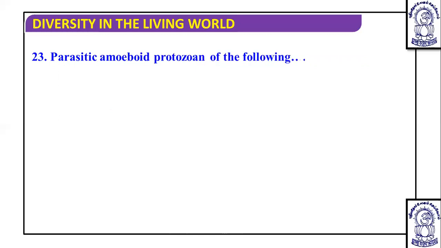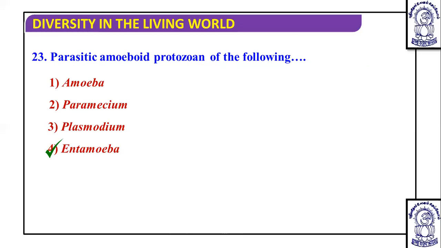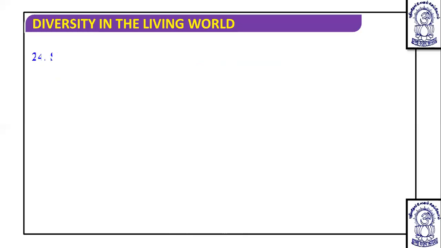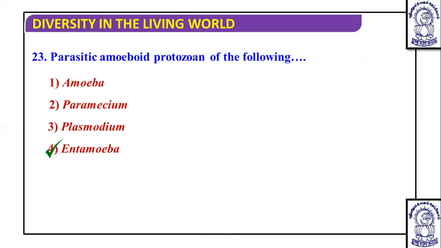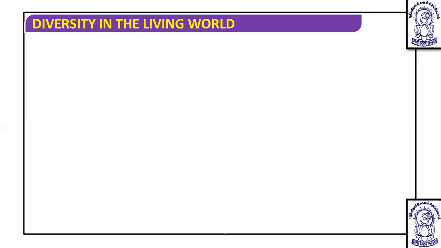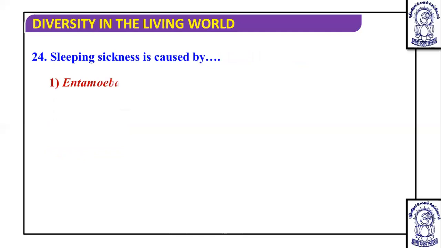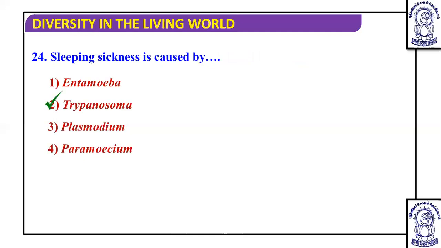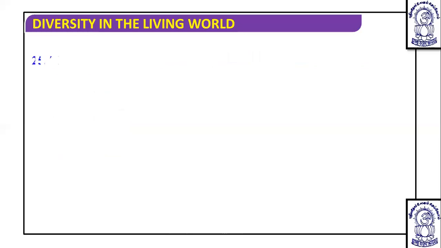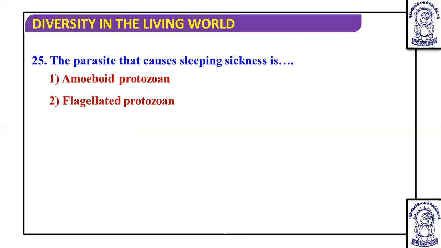The parasitic amoeboid protozoan, if we talk, is Entamoeba histolytica. Plasmodium is also a parasite, but Plasmodium in particular. Sleeping sickness is caused by the genus Trypanosoma. The parasite that causes sleeping sickness is a flagellated protozoan, that is the Trypanosoma genus.